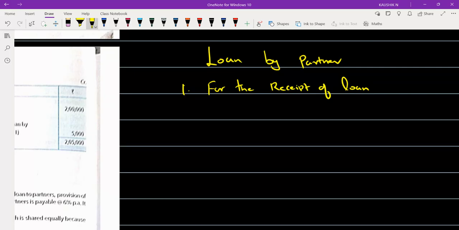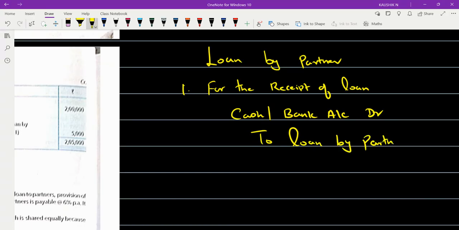So what will be the journal for this? When you are going to receive the loan money, the entry will be: cash or bank account, not just only bank, is debited to loan by partner account. The entry is cash or bank account debited to loan by partner account.